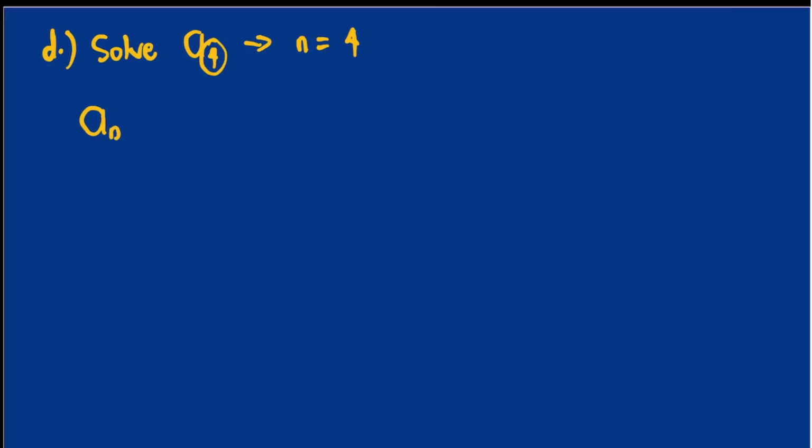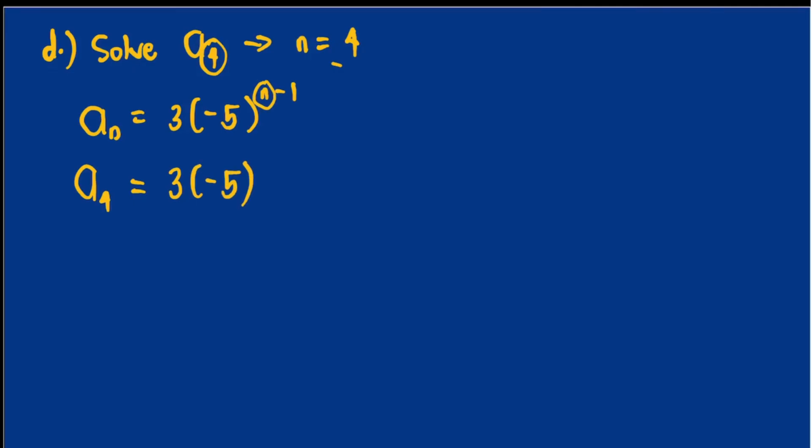So, let me rewrite again the given formula. So, 3 times negative 5 raised to n minus 1. We're going to substitute n by 4. So, a sub 4 is equal to 3 times negative 5 raised to 4 minus 1. So, solve natin yan. Let's work on this one. So, 4 minus 1 is 3.